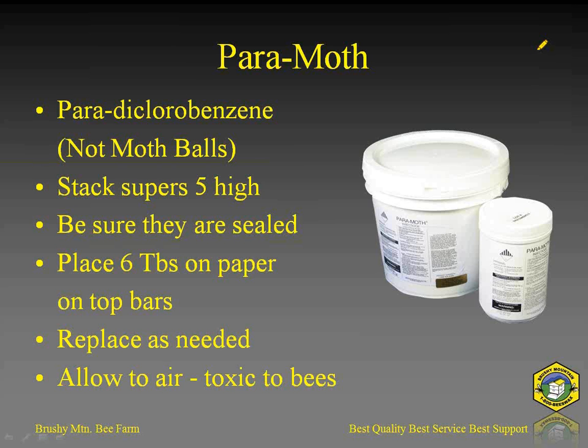You want to place about 6 tablespoons on some paper or cardboard or something like that, and place it on the top bars of the top super. And then place a telescoping top on, or seal it somehow, so that you've got a sealed chamber, and it evaporates and it kills the larvae and adult moths. It will not affect eggs.